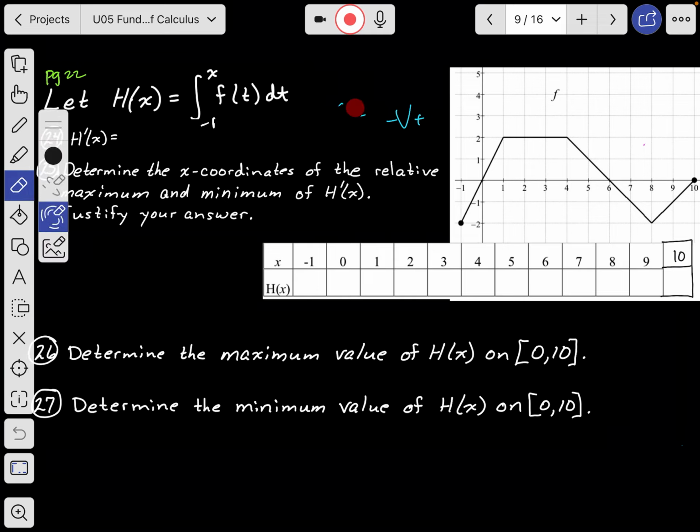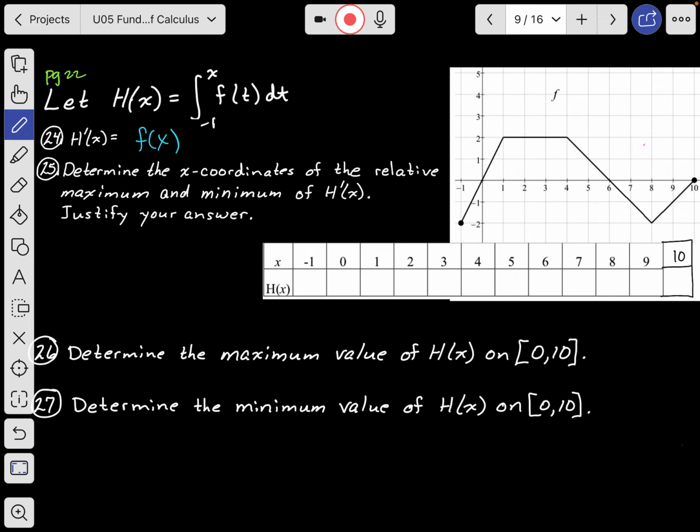Sorry, when I was working through these before, I had a few markings on them. All right, so let's take a look. It says let h of x is equal to the integral from -1 to x of f of t dt. So the derivative of capital H of x, h prime of x, is equal to, well, f of x. It's just the derivative of the integral.